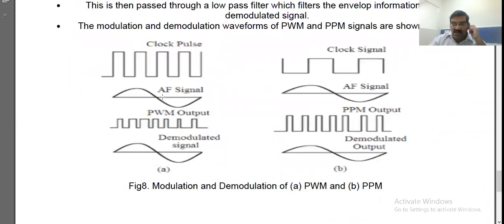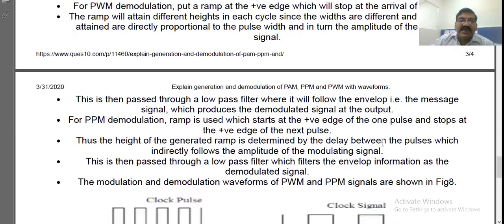This is what your signal is, and this signal is pulse width modulated. When this pulse width modulated signal is passed through the system, it is demodulated. Same thing, this is the pulse position modulation, and this is the demodulation. Now we'll see how it can be done.